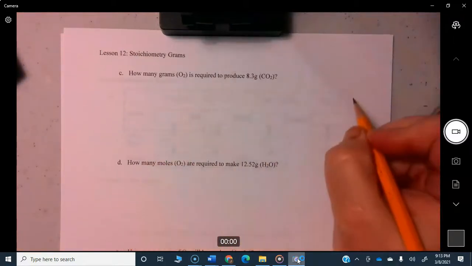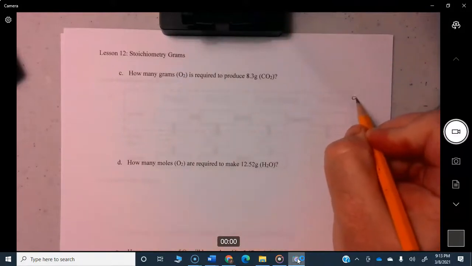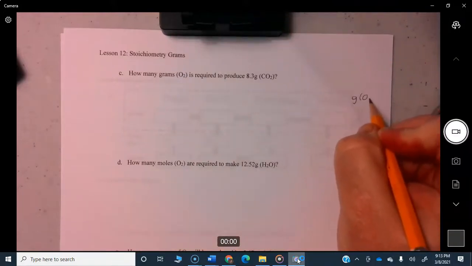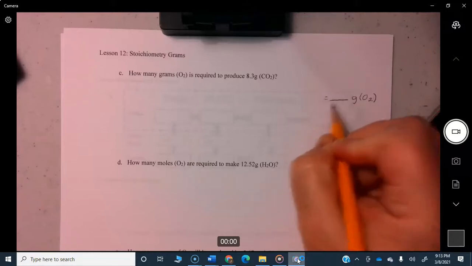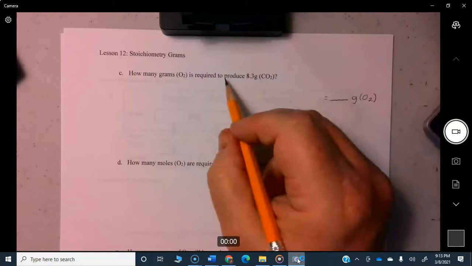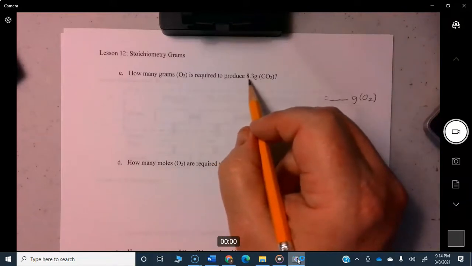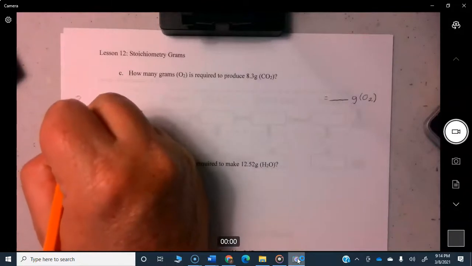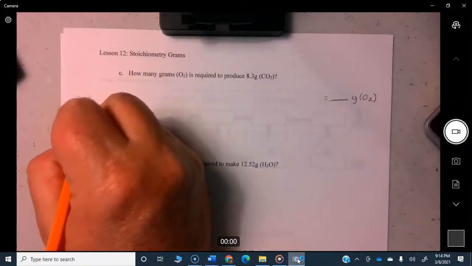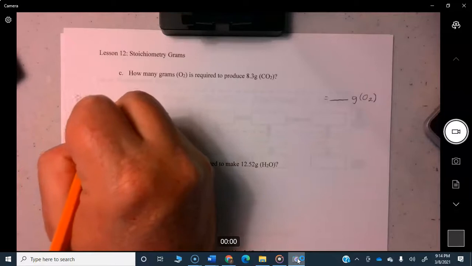So I'm just going to go ahead right away and write grams of O2. That's what we're looking for. It's asking how many. So there it is way over on the right, is required to produce 8.3 grams of CO2. So way over here is 8.3 grams of CO2.